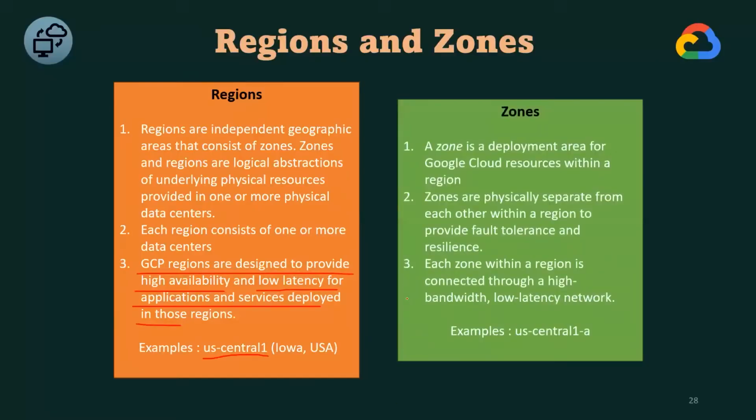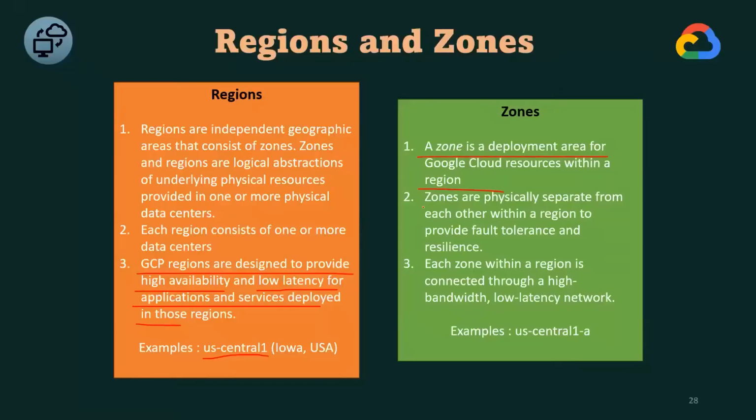And next, you have a zone. I told you already, a zone is part of a region. A zone is a deployment area for Google Cloud resources within a region, guys. Why do I call it a deployment area? Because on top of the Google Cloud resources only, we are going to deploy our application. So that's the reason a zone is a deployment area within a region.